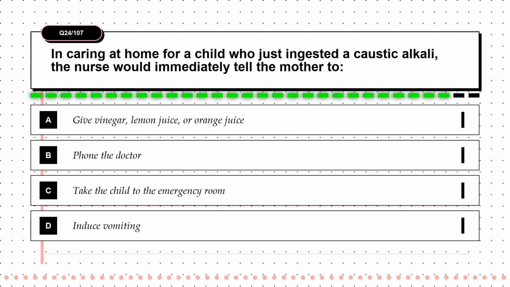Question 24. In caring at home for a child who just ingested a caustic alkali, the nurse would immediately tell the mother to. Here are the options. Option A. Give vinegar, lemon juice, or orange juice. Option B. Phone the doctor. Option C. Take the child to the emergency room. Option D. Induce vomiting.